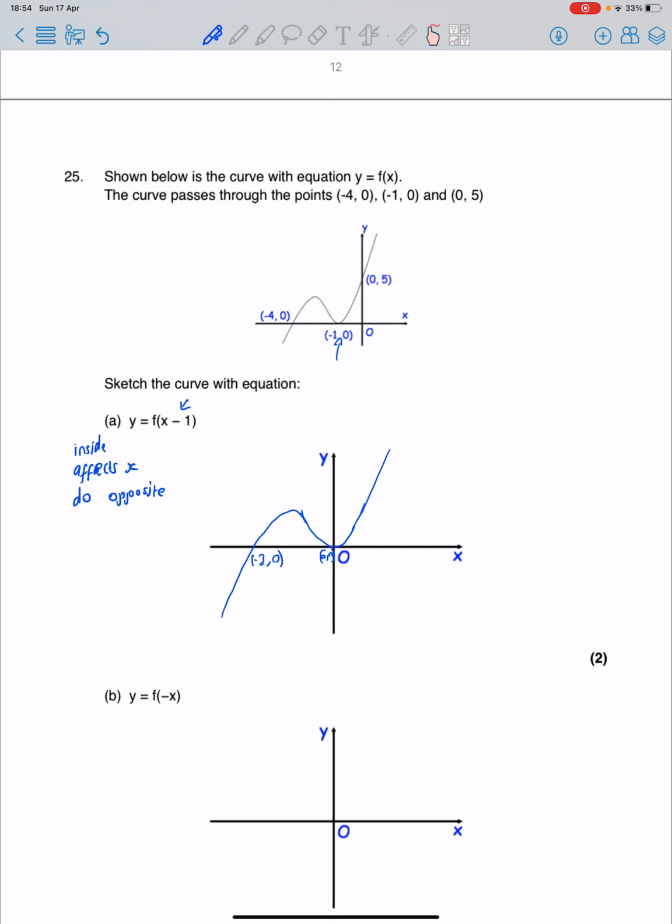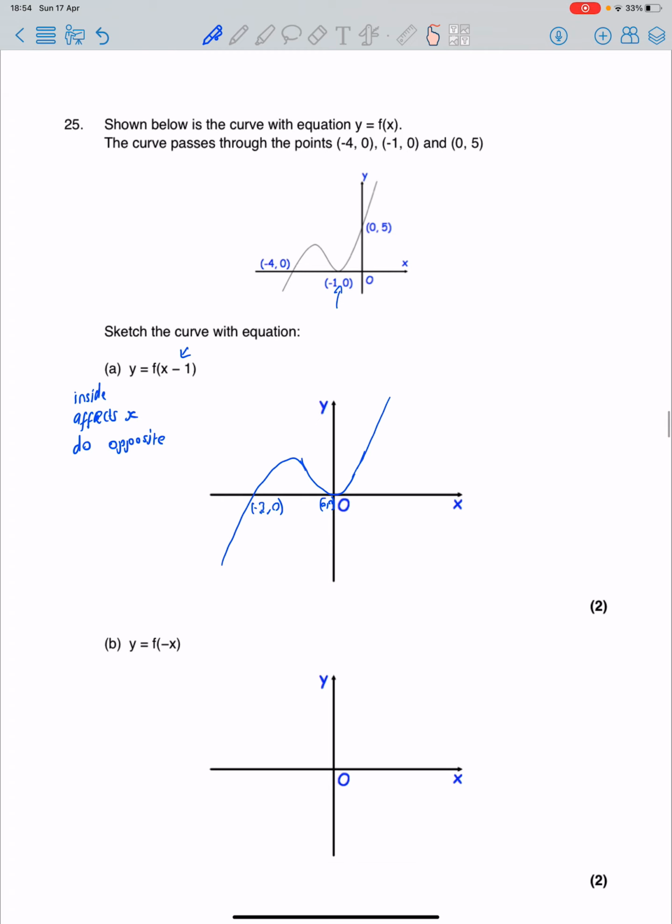To draw y equals f of minus x, well, we can do it like this. Again, this basically looks like multiplying the x coordinates by minus 1. So if you want to apply the whole opposite business, it's dividing all the x coordinates by minus 1. Inside affects x, divide x coordinates by minus 1.